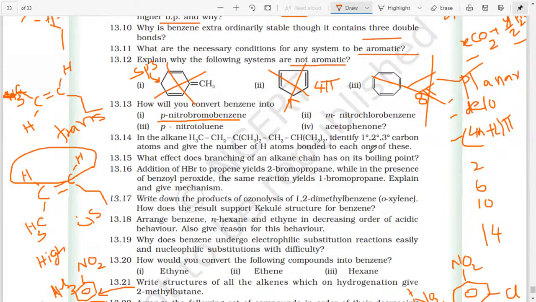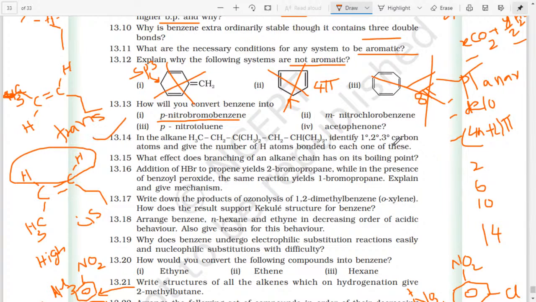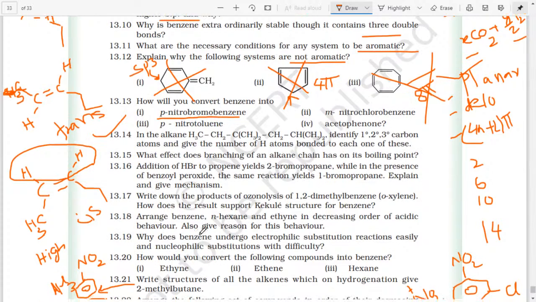In the alkane, identify primary, secondary. Yes, you can write the primary, secondary, tertiary carbon atoms and give the number of hydrogen atoms bonded to each one of these. Yes, you can write the structure and count this.